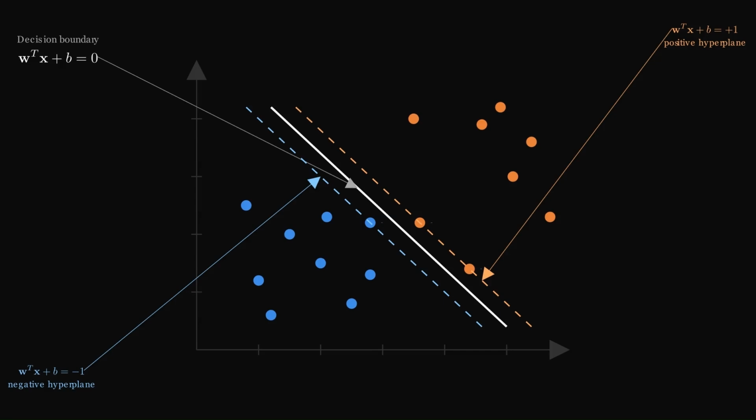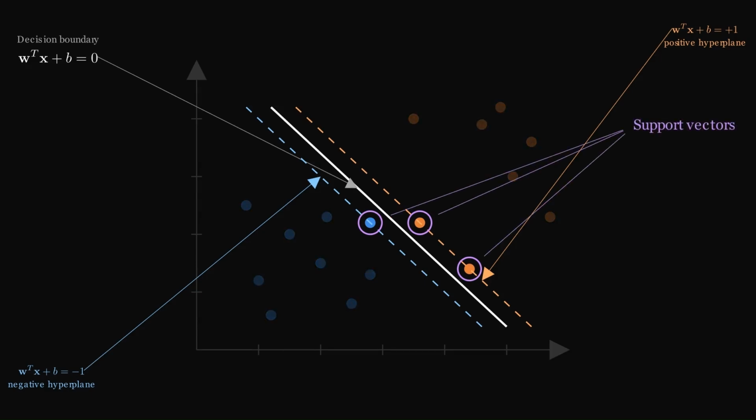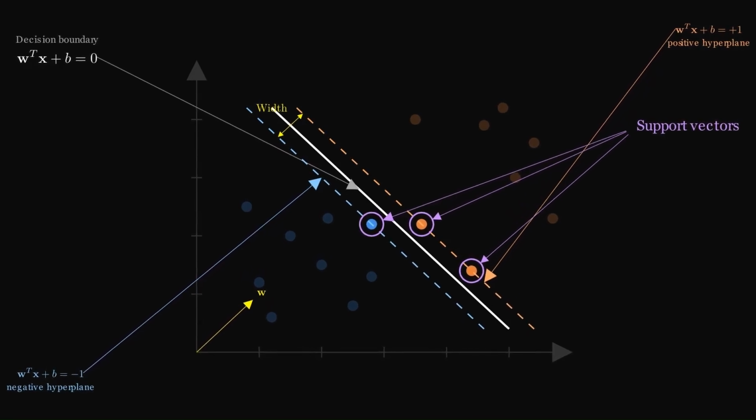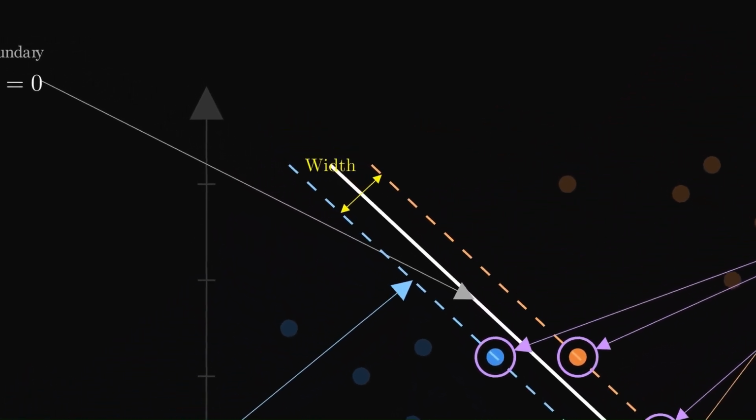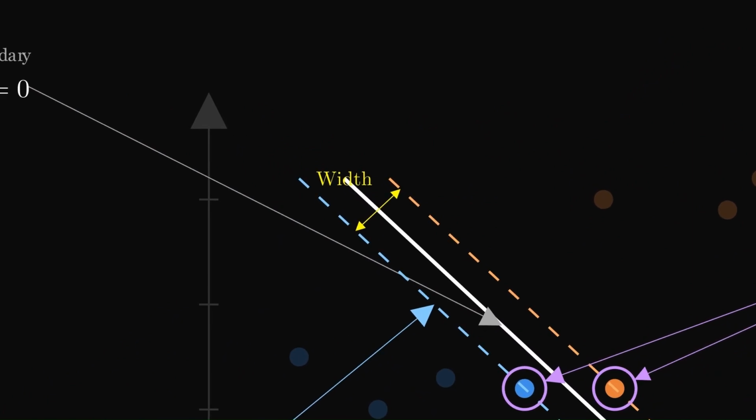And now something important becomes visible. Only a few points sit right at the boundary of the structure. Everything else is secondary. What we really care about is this distance. This is the width. It represents how safely the classes are separated. And this direction vector is called W. It is perpendicular to the boundary. It controls how wide the margin becomes. If we focus only on this region, everything about SVM becomes clearer. The goal is no longer just separation. The goal is to maximize this margin.